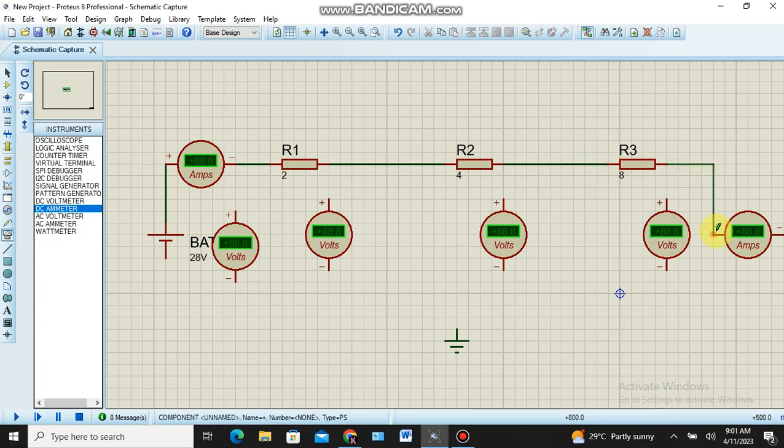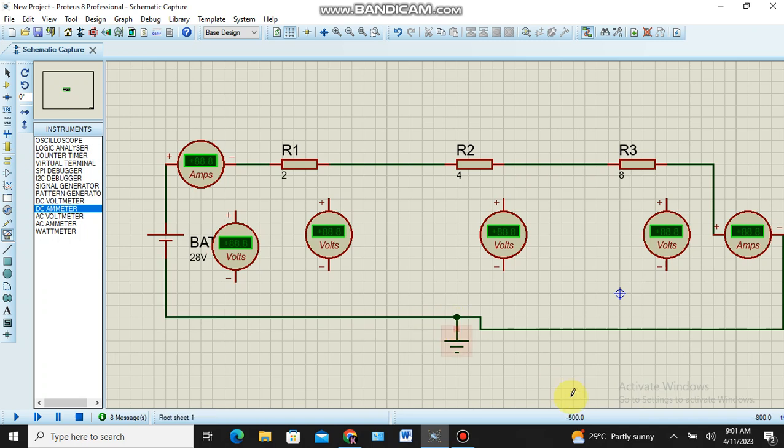First I have to make the series connection. So the ammeter and all other components are connected in series. In the previous video I explained how to make the series connection: one starting end is connected to the other element's ending end. If you do so, that is the series connection.